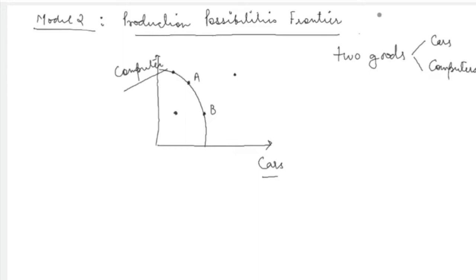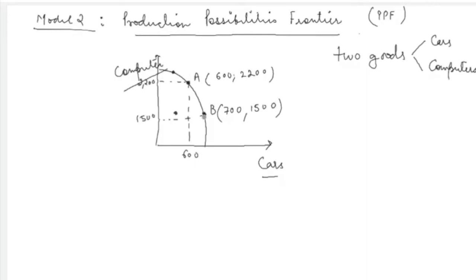Since this is a production possibility frontier, in short we also call it a PPF, it means that at point A you are producing a certain level of cars and a certain level of computers. So let me just give some hypothetical numbers. What is the point depicting? The point is saying that at point A, you are able to produce 600 cars and 2200 computers. This is one possible production point for this economy. Point B is another possible production point where the economy is producing 700 cars and 1500 computers.